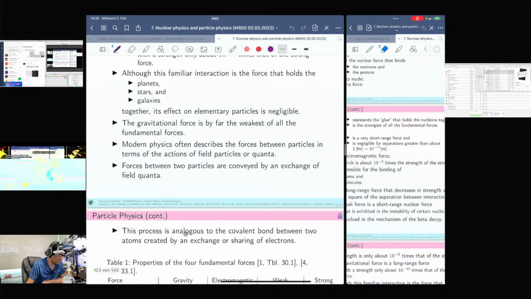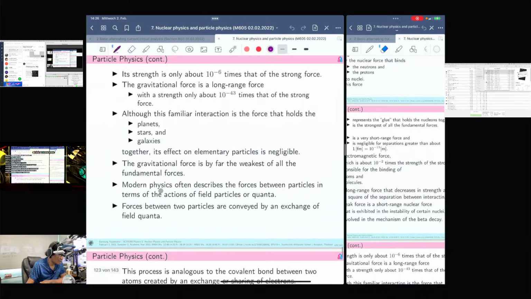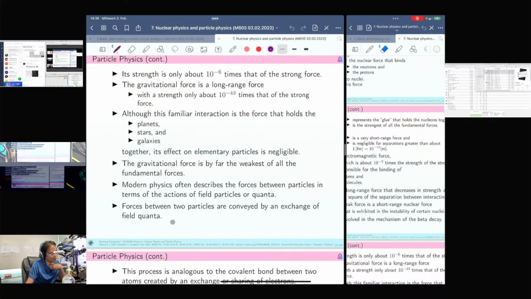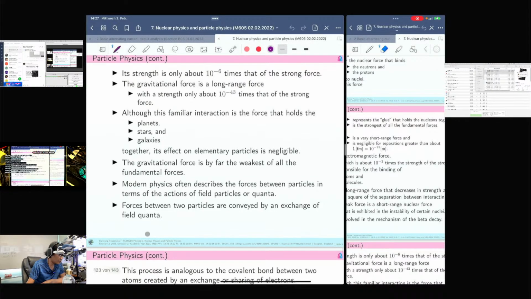This process is analogous to the covalent bond, if you have ever studied chemistry before, right? There are many kinds of bond in chemistry. One of the bonds that is well known is the covalent bond, right? In chemistry, the covalent bond is the case when two atoms exchange their electrons or share their electrons, right? It's the same thing here for the two particles in the universe. They exchange the field quanta, and that's why they have force on each other. All right.